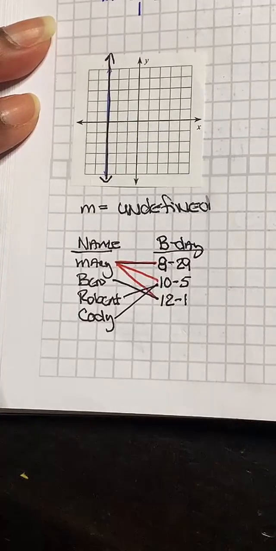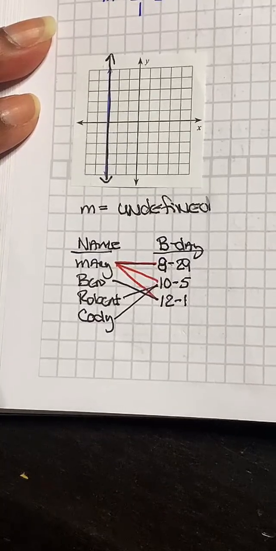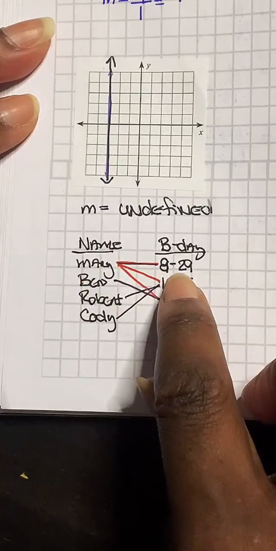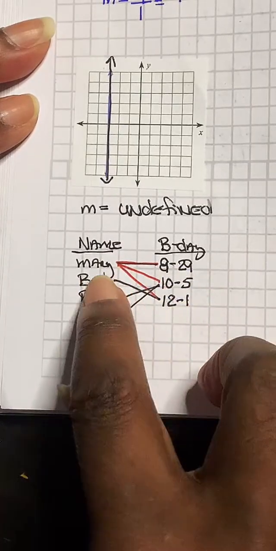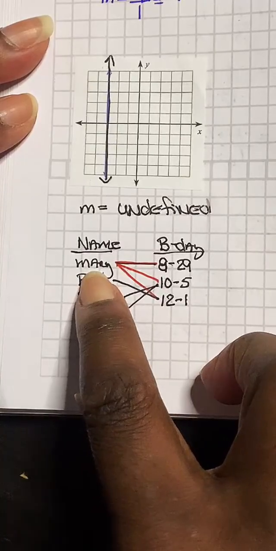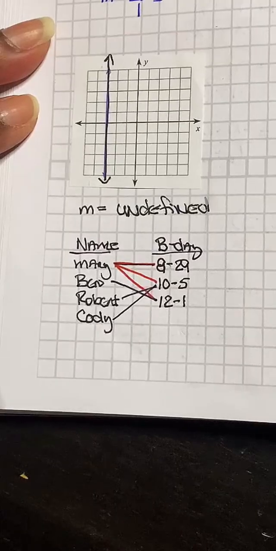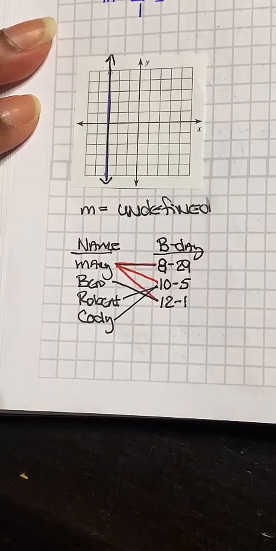Seriously, it would be strange. I would be like, Mom, why would you do that? So one person can't have multiple birthdays. This is when your X's are repeating. So it's not a function. It's just not doable.